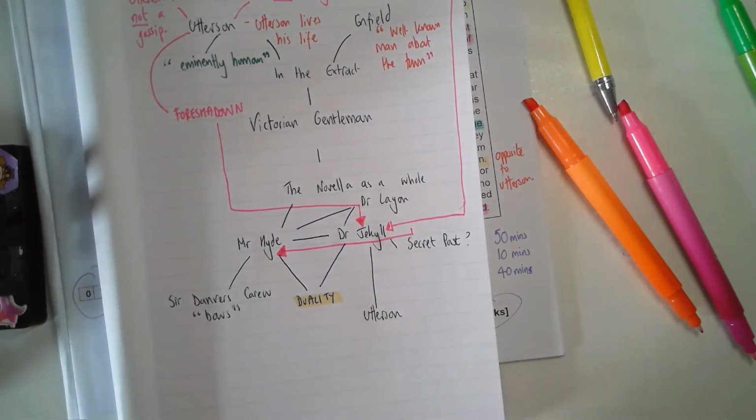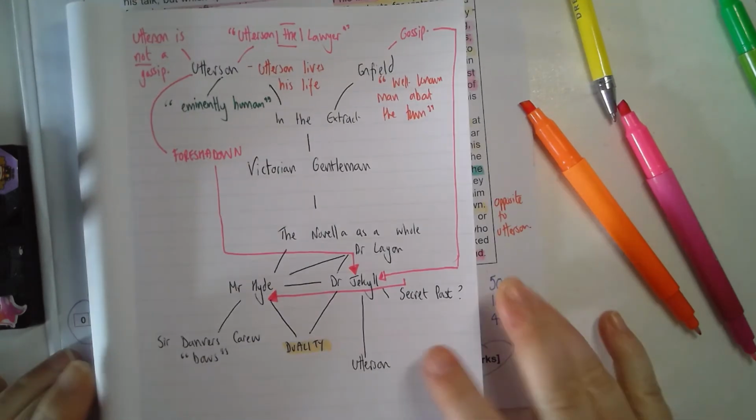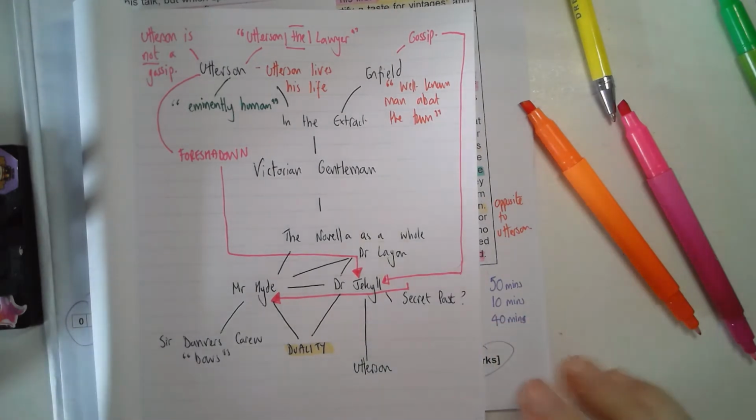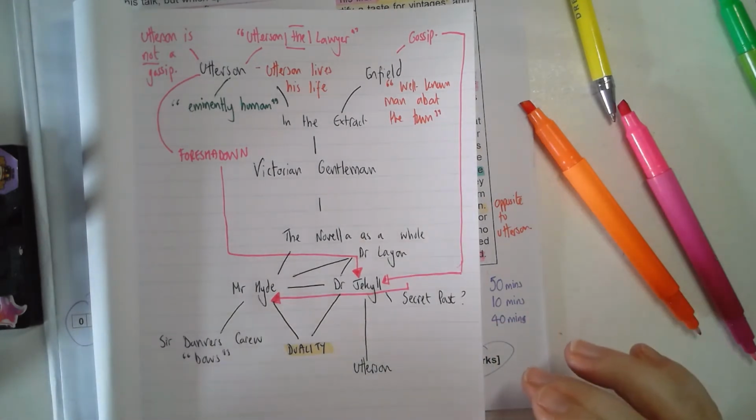So for me, this is one way that I might consider planning. I'm looking at the links between them. This may or may not work for you. You may prefer a different type of plan. So for example, you might prefer more of a paragraph plan.